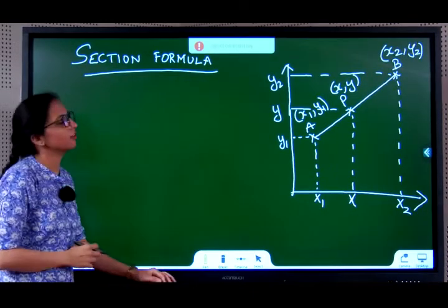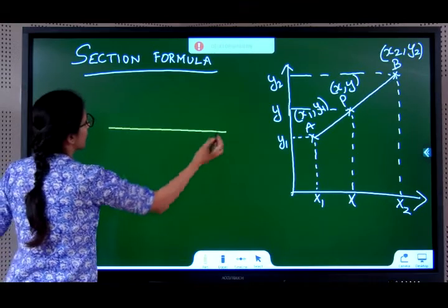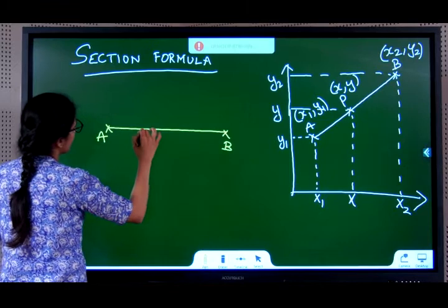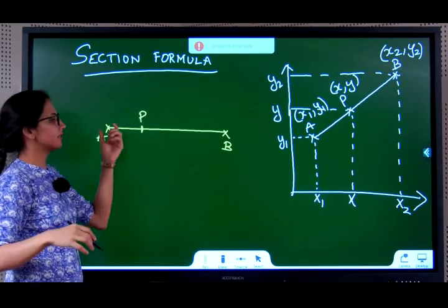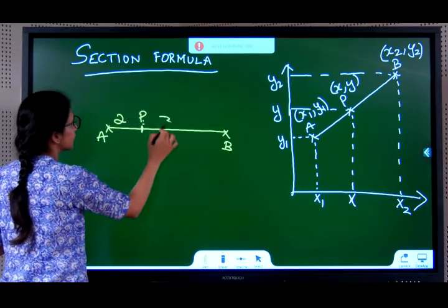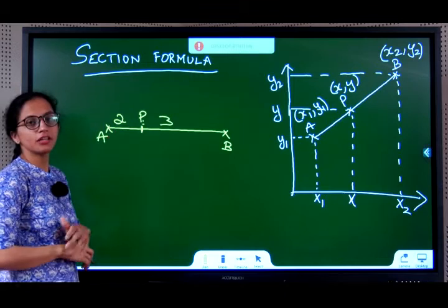Now the next thing that we're going to understand is the section formula. What is the section formula? If I have a line here, let's say AB, and some point P here dividing this in the ratio of 2:3. P is dividing AB in the ratio of 2:3.